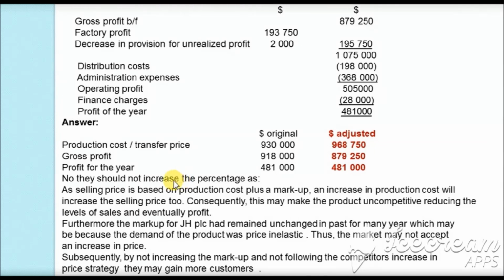because I have supported it with various points. In the first one, I have stated that the selling price will also increase, because the selling price is based on production cost plus a markup. So, an increase in markup will lead to an increase in the selling price as well, and hence the product may become uncompetitive, and this will eventually reduce the profit of the company. Furthermore, the markup of JH Limited has remained unchanged in the past for many years. It may be because the product has a demand which is price inelastic, and any increase in price may lead to a huge fall in demand, and thus the market may not accept the increase in price.